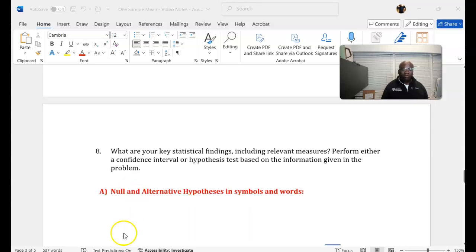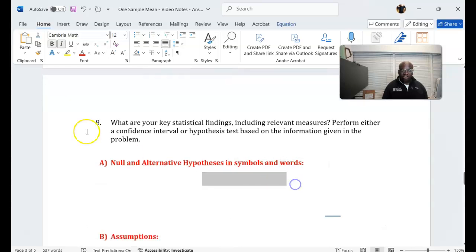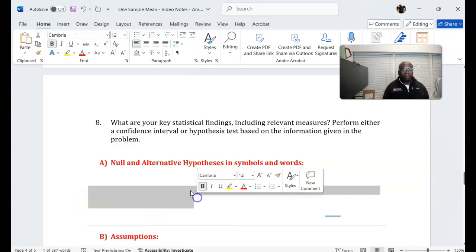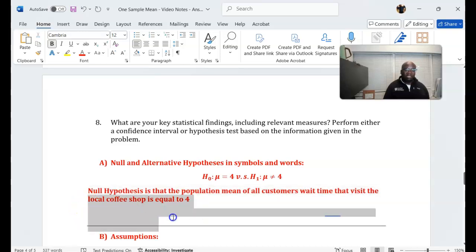Based on our experience in 251, in terms of symbols, our null is that mu, the symbol mu, is equal to 4, versus the alternative, mu is not equal to 4, because the question says differ. That's what makes it not equal to for the alternative. You could use H_A; I just use H_1 because I prefer it. In terms of words, the null hypothesis is that the population mean wait time of all customers that visit the local coffee shop is equal to 4. The alternative hypothesis is that it's not equal to 4.